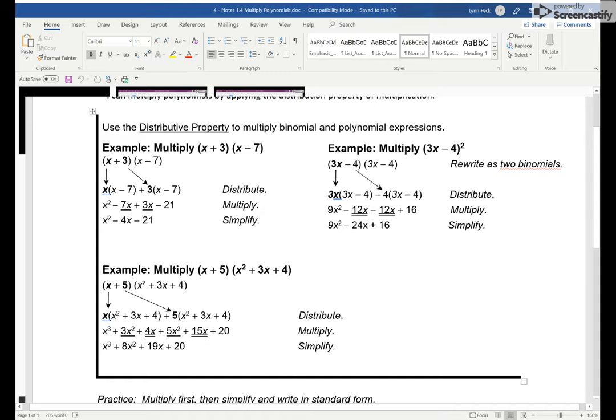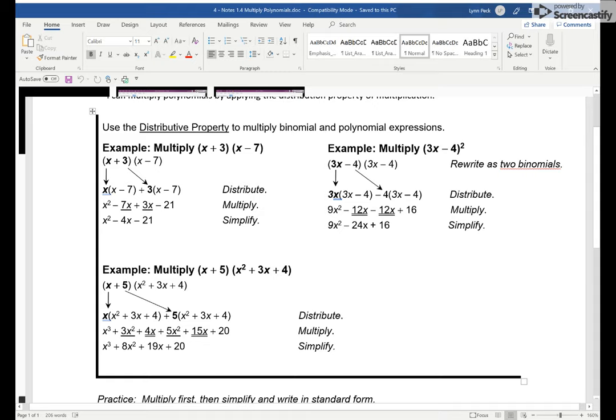Now we look for like terms. There's no other x cubes. That's going to stay by itself. 4x squared and 6x squared add together to be 10x squared. Negative 8x and positive 12x add together to be positive 4x. And there's no other constants, so it stays negative 24 on the bottom.